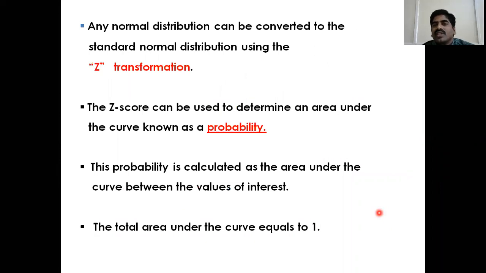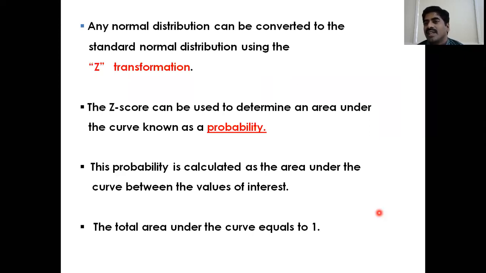Any normal distribution can be converted to the standard normal distribution using the Z transformation. The Z score can be used to determine an area under the curve, known as probability. I will explain what probability is. See here, a percentage total is 100. For example, the area under the curve is 100.